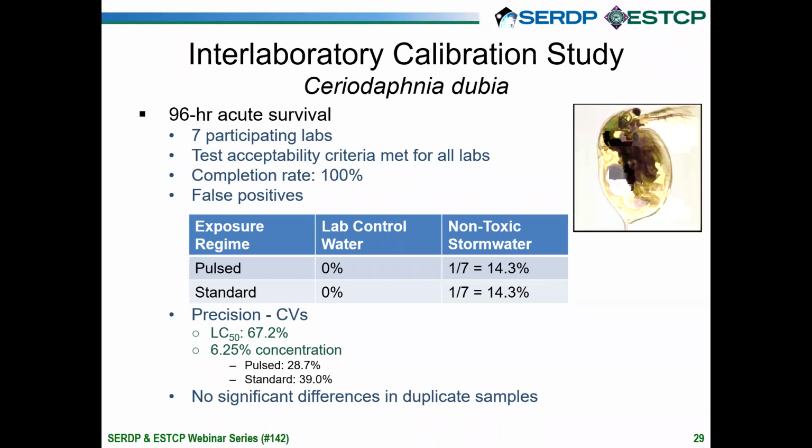But for comparison purposes, to be able to look at the pulsed exposure method versus the standard method, we looked at the CVs of the 6.25% concentration for each of the samples that were tested. And then we pooled those results and averaged them. And we're able to see that the CVs for pulsed exposures was 28.7% and the standard method was 39%. So that is nice to see that there is some comparability between the 2 methods, or between the pulsed and the standard method.